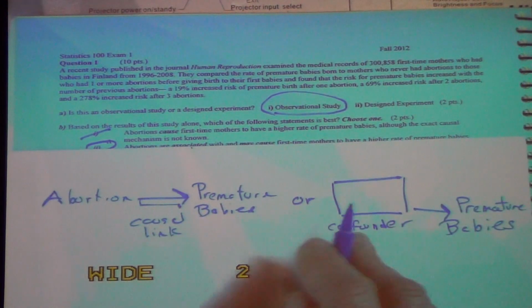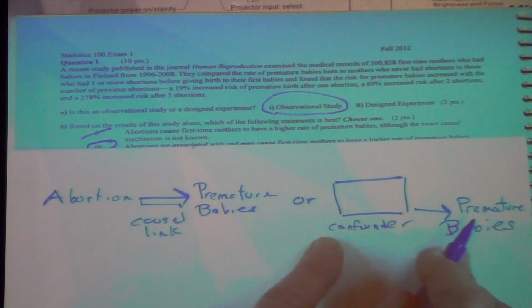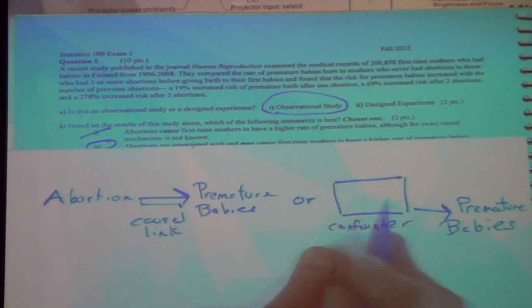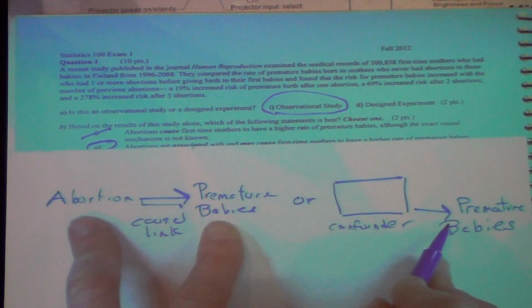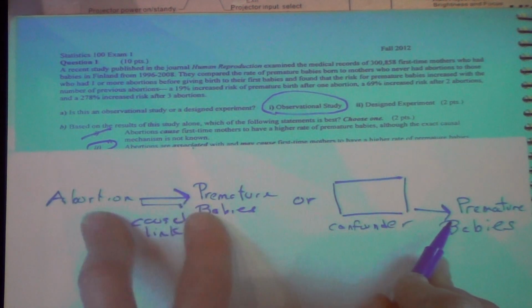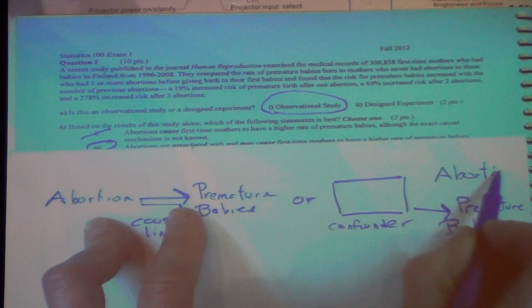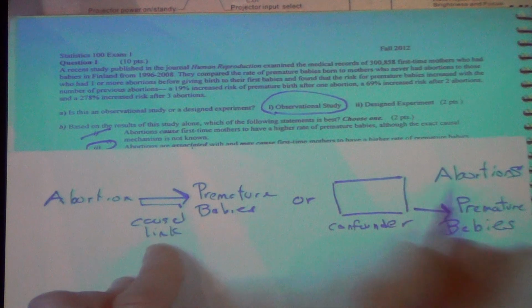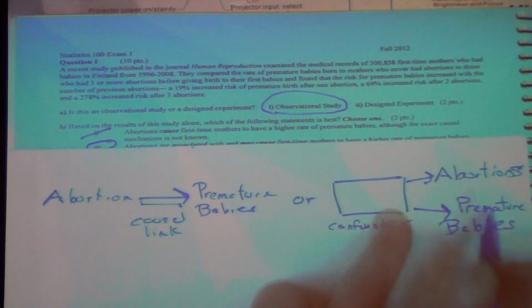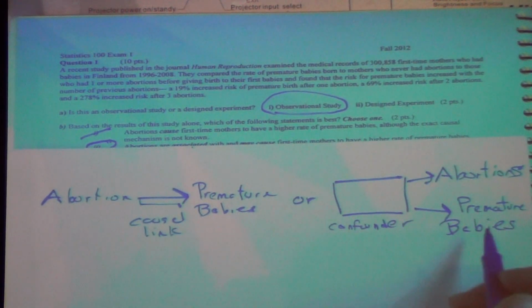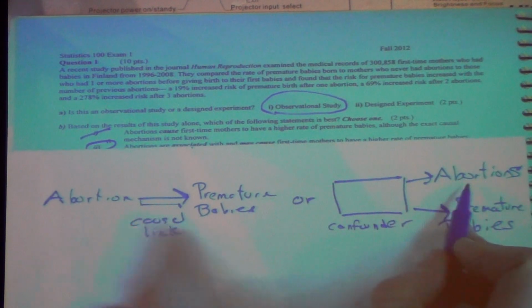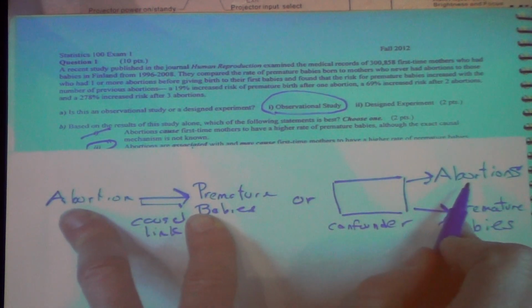There could be something else, but not just any cause of prematurity. What does it have to do? It has to explain why we're seeing these two linked together. It has to make us believe somehow the abortions are doing it, so it has to be linked to both of them. Otherwise, it's just another cause of prematurity that doesn't explain why we're seeing this.